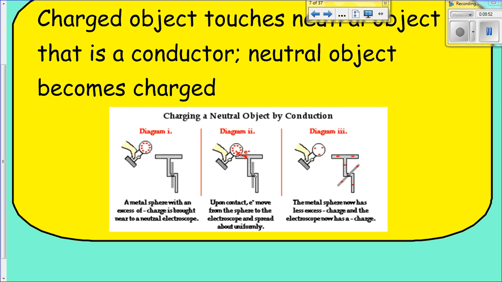Now, they are spread uniformly because the electroscope is a conductor, meaning once the electrons are allowed to make contact, they quickly spread through the entire metal object. And so you can see the result here is that the metal sphere now has less excess negative charges, because where did those negative charges go? They went to the electroscope here, and that's why the electroscope now is negative. Now notice, this is only going to work if the charged object comes in contact with a conductor, and that is because it allows the charge to spread through.